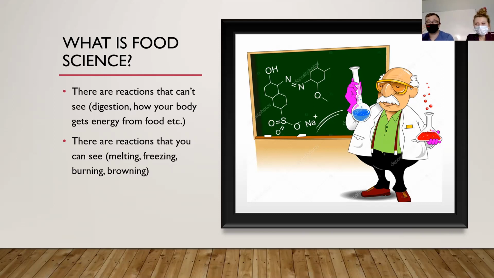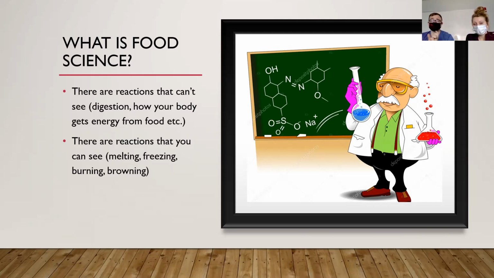and then there's stuff that you can see, right? You have melting. I'm sure we've all experienced some sort of melting, whether that's ice cubes or chocolate or something. Also freezing, ice cubes, or you put something in the freezer. Burning as well. You cook something too long and it becomes charred and kind of undesirable. And then there's browning, and that's what we're going to talk about today.